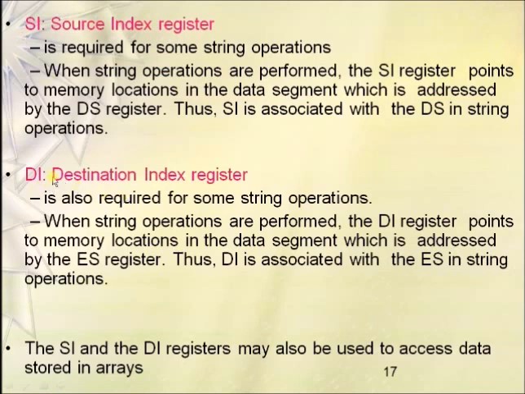Now we are coming to the destination index, which is again 16 bits. Whenever we get the output, the outputs are stored inside the extra segment. There is one segment whose name is extra segment, where the outputs are located.